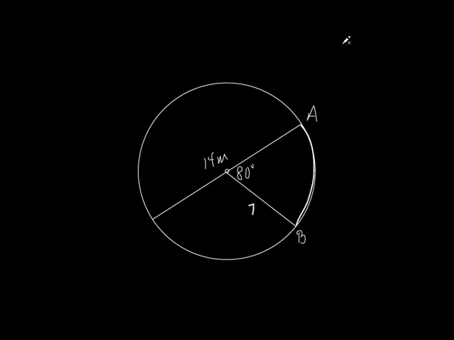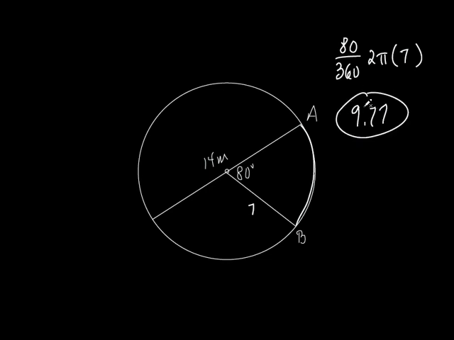So what do we do? 80 over 360 times 2 times pi times the radius. What's the radius? 7. So it's 14 pi times 80 over 360. Stick it in a calculator, you get an answer. And that's all there is to it. It's 9.77, if you want to check to see if you did it right.